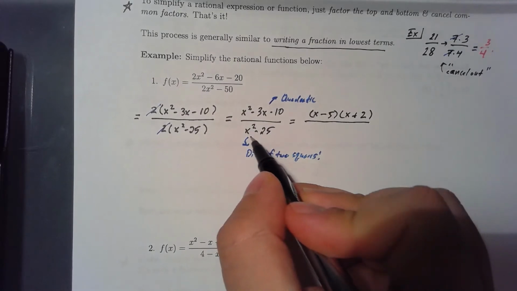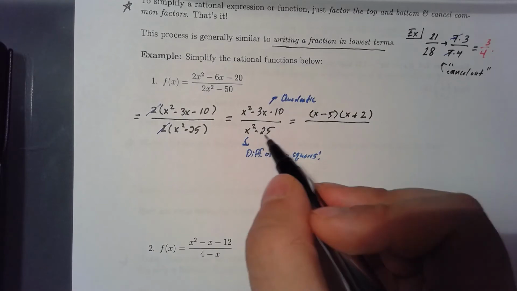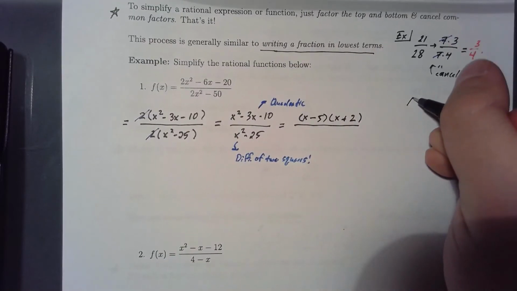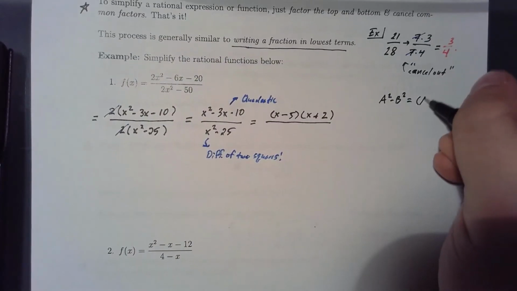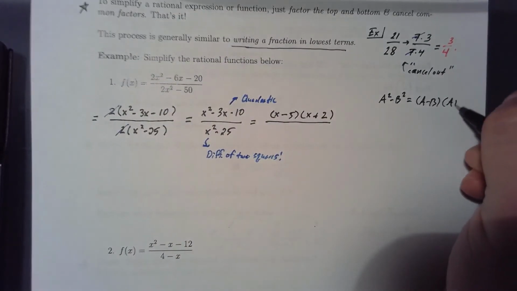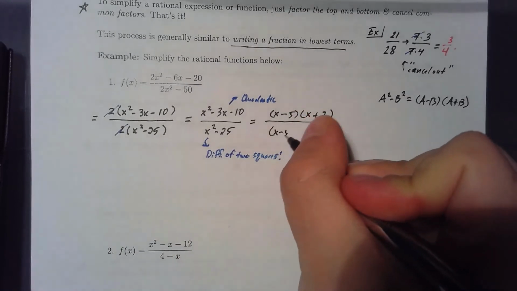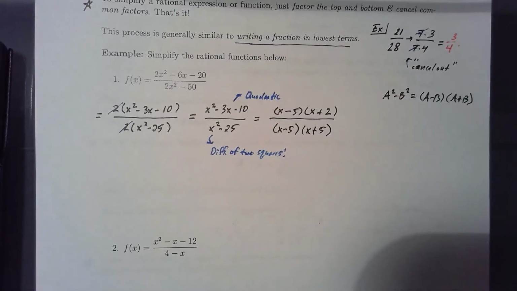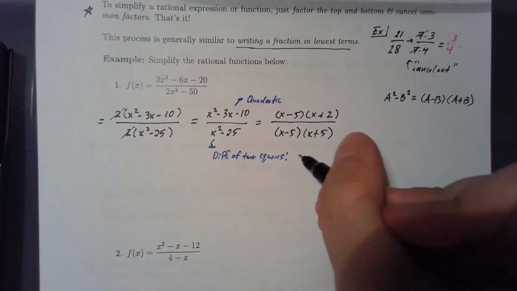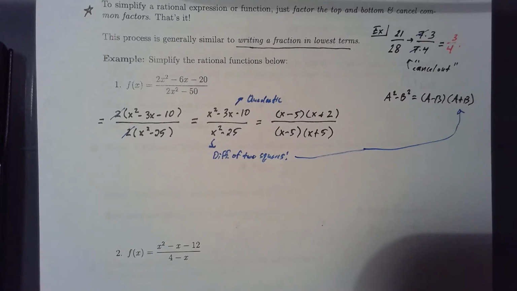Now how do you factor this? This is a difference of 2 squares. So you remember, that's a difference of 2 squares. What does that factor to be? a minus b times a plus b. So this factors to be x minus 5 times x plus 5. Right? This was the formula for the difference of two squares.